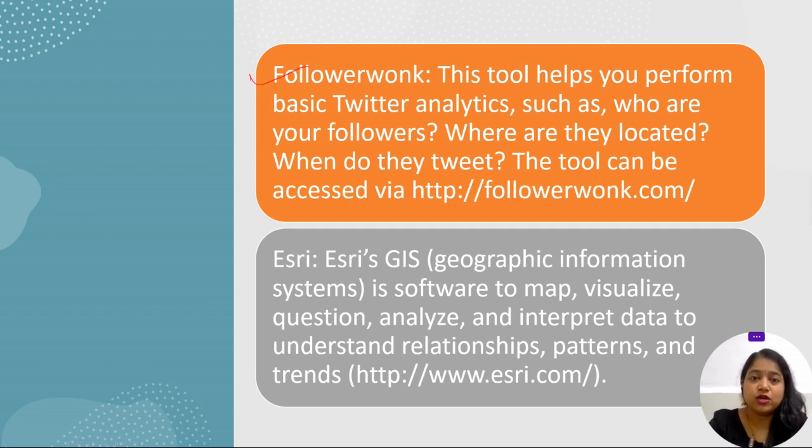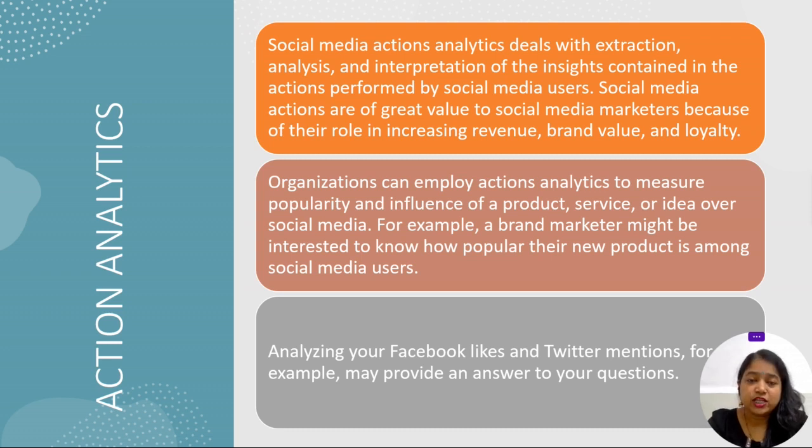Then comes the follower wonk. So this tool actually helps to identify the followers who are present on our Twitter network. So using this followerwonk.com, we can find out who are our followers and we can get some information about that. Then comes the Esri GIS. So it's Esri Geographic Information System. It's a software to map, visualize, question, analyze and interpret data to understand relationship patterns and trends based on the location of the people. Then comes the action analytics.